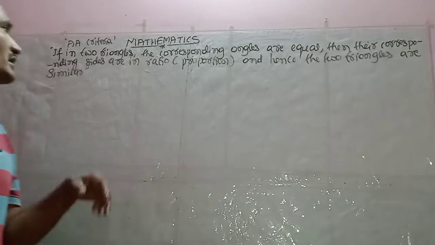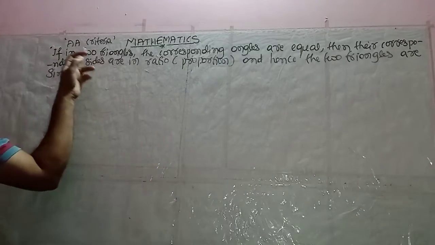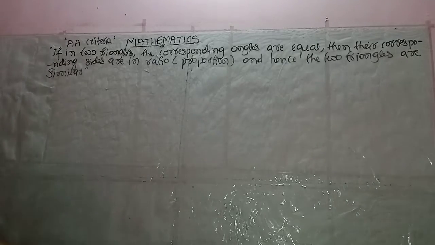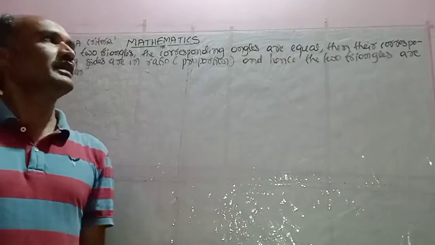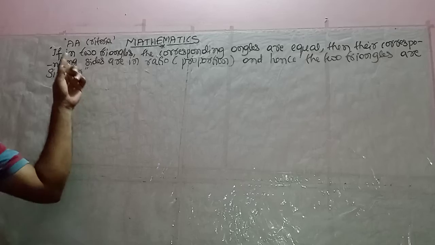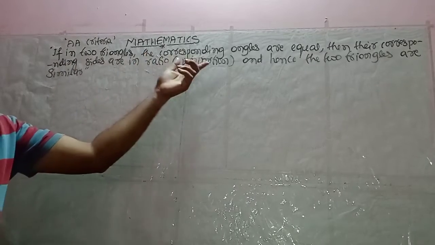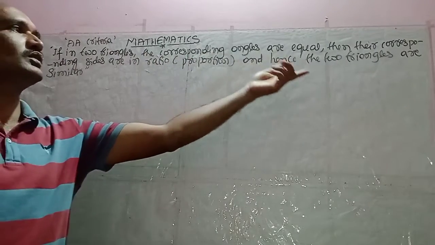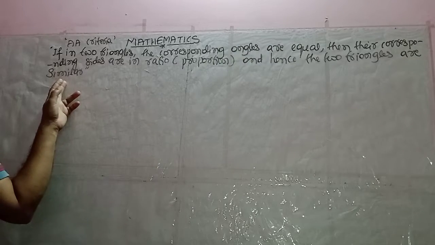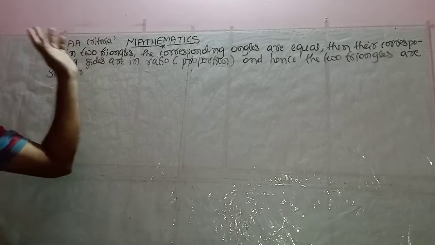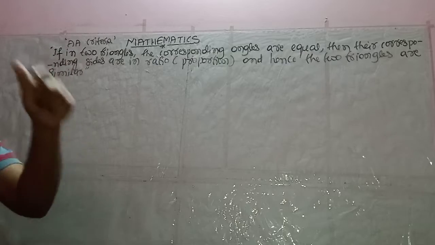Look at this, dear student. The statement of the theorem is: if in two triangles the corresponding angles are equal, then their corresponding sides are in ratio or proportion, and hence the two triangles are similar, like that we have to prove. This is the angle criteria. On this basis we can prove it, my dear student.